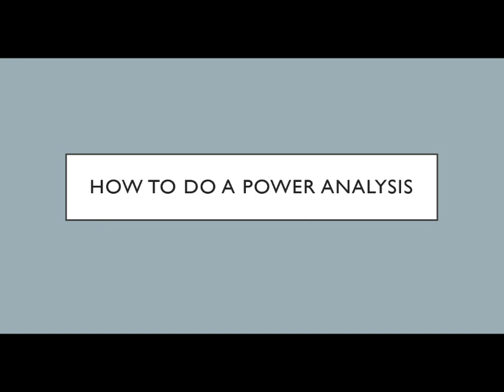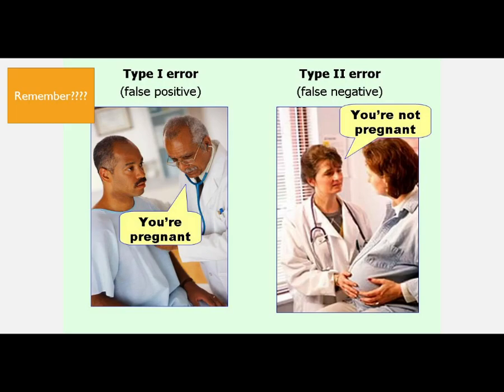Okay, so I want to show you how to do a power analysis. Remember, the type 1 error is a false positive. Telling a man he's pregnant is a false positive. Telling a woman who's obviously pregnant she's not pregnant is a false negative.